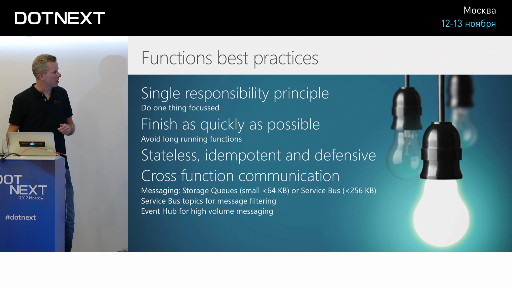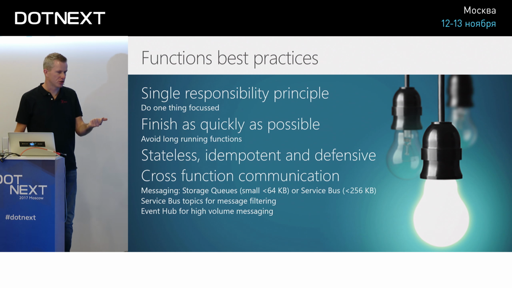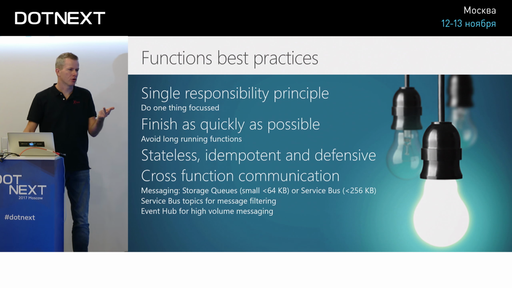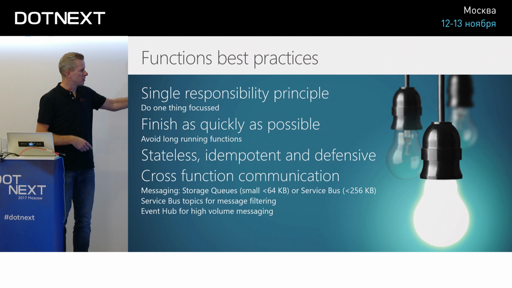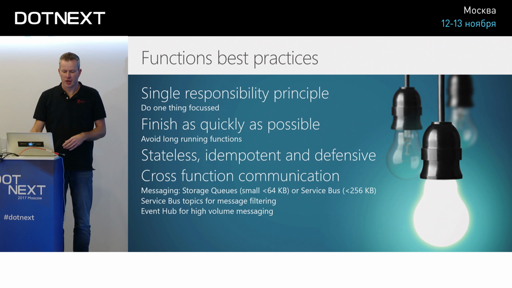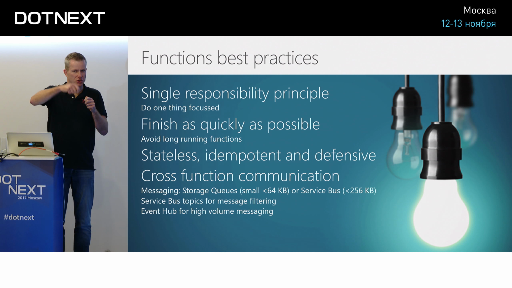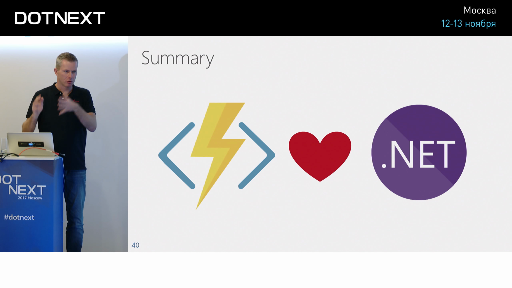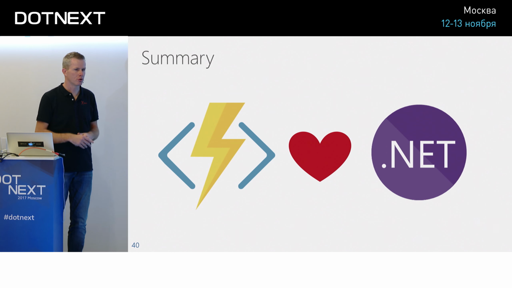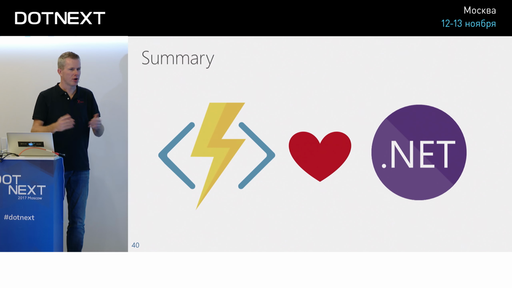There's all these best practices. I've mentioned most of them. Single responsibility, finish as quickly as possible. Make sure that whatever code you're executing, if it gets executed again, it doesn't do a bad thing. It just repeats or ignores. And you can use all this cross-function communication with underlying things depending on your message size and scenario. There's also Durable Functions, which is just chaining functions together in all these scenarios. That's also available, but in the end, I think that if you start looking into Azure Functions, there's all these ways to program it, but with .NET and what you know about .NET, I think there's a lot of marriage there. Thank you very much.